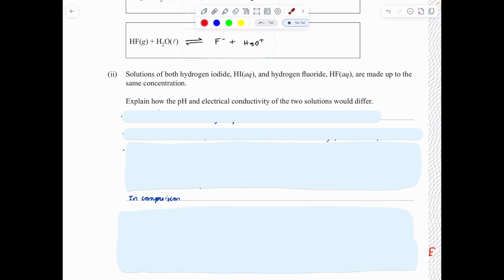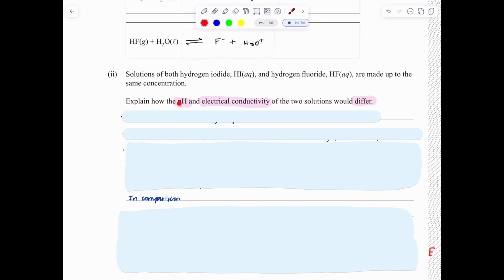Next question: solutions of both hydrogen iodide and hydrogen fluoride are made up to the same concentration. Explain how pH and electrical conductivity of the two solutions would differ. So, what to do here? We need to talk about pH and what that is. We need to talk about electrical conductivity, what that is. And then we have to talk about these in context to the question. That's what gets our excellence.